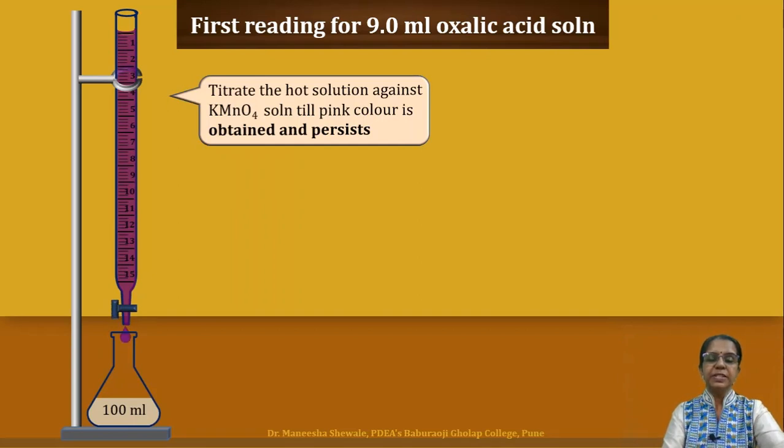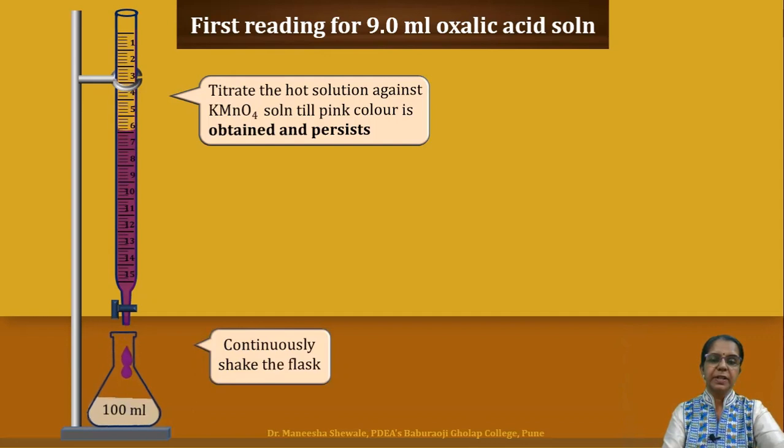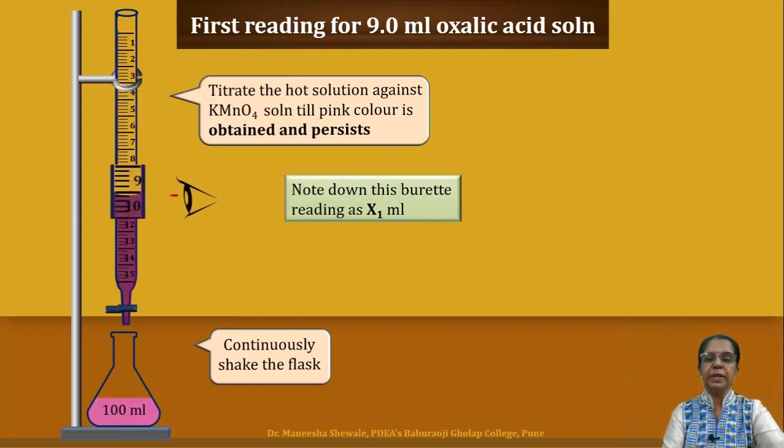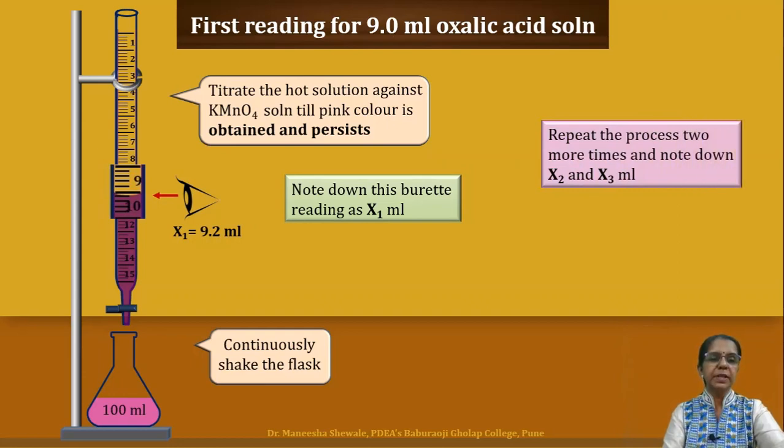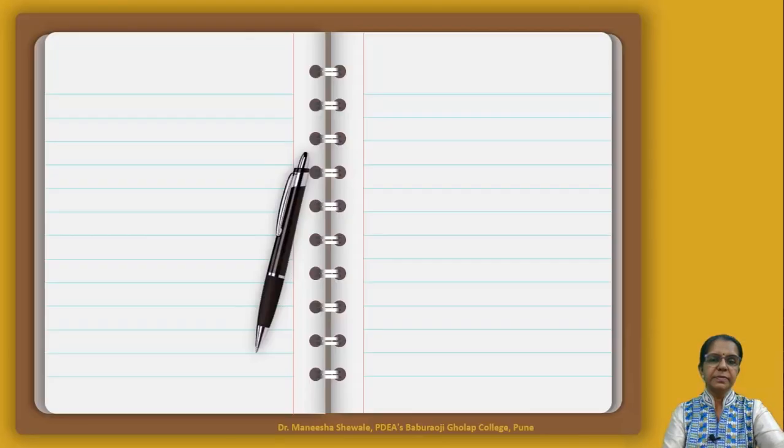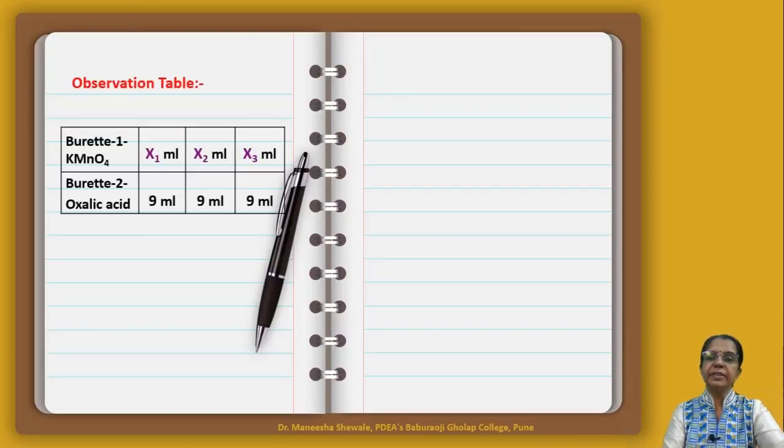The KMnO4 solution is added in the hot solution till the color changes to pink. And we also have to continuously shake the flask. Now when the color has changed to pink, we note down the burette reading as x1 ml. x1 ml here is 9.2 ml. Now this procedure is repeated 2 times and we can note down the readings x2 and x3 ml. These 3 readings are then entered in the observation table. Then we can go for the calculations.